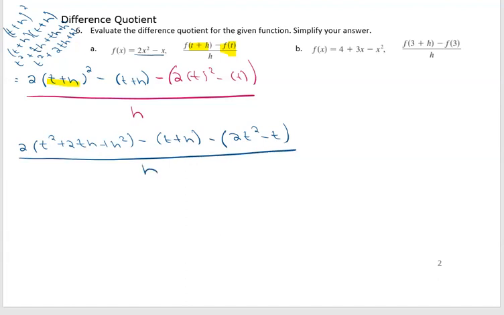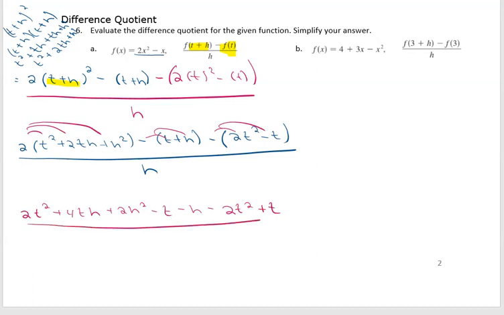Let's keep simplifying. Let's distribute. So that will give us 2t squared plus 4th plus 2h squared minus t minus h minus 2t squared plus t all over h. Let's see if we can simplify. I see 2t squared minus 2t squared. I see minus t plus t.